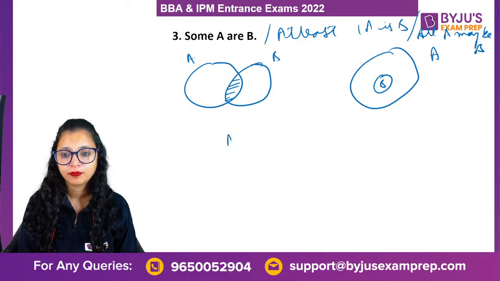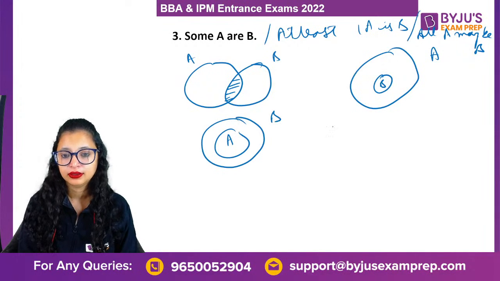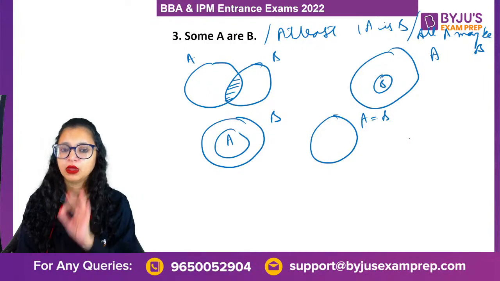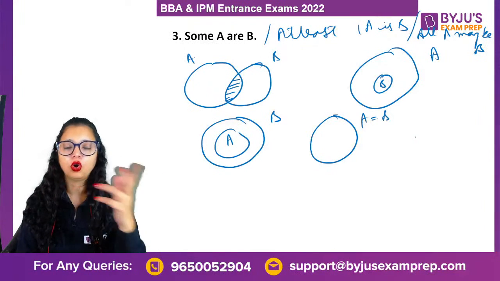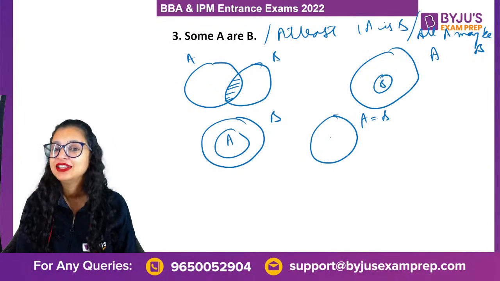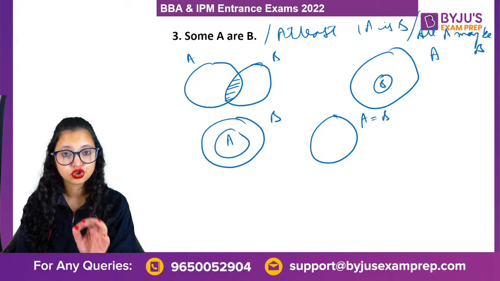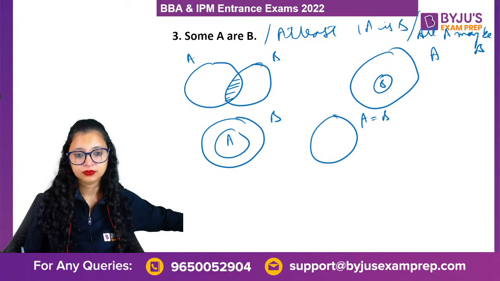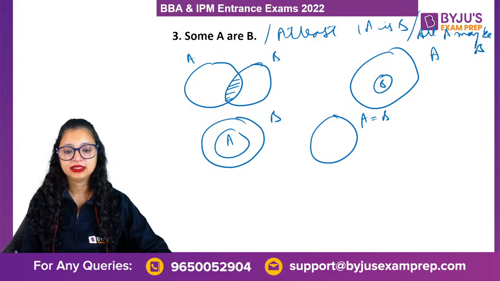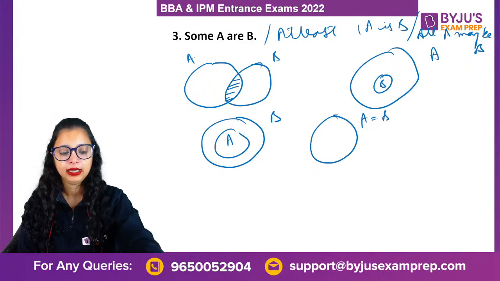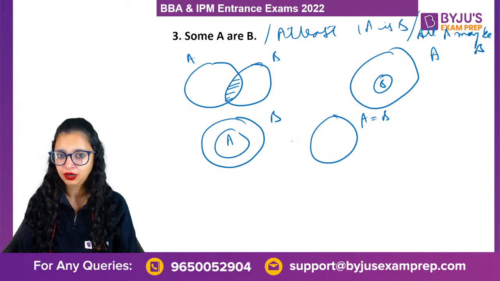So we draw this and this. These are the four possible scenarios for some A or B. Minimum one A is B. It could be all as well. Minimum one is these two. All are these two. So these are the four conditions we draw when we say some. These are the four conditions we draw when we try to derive this conclusion. Now, let's move on and see what all conclusions are valid here.